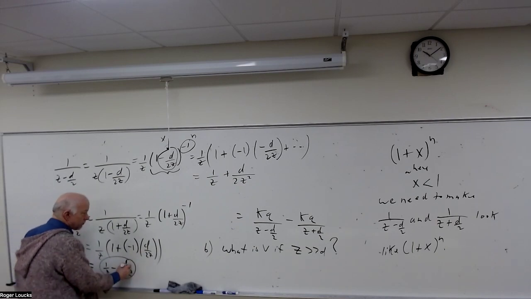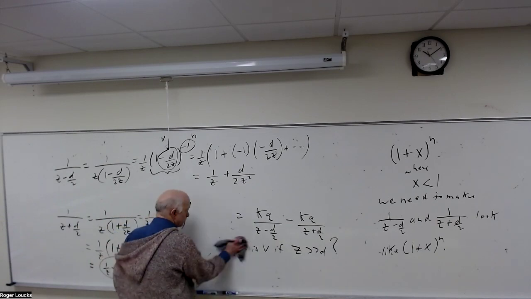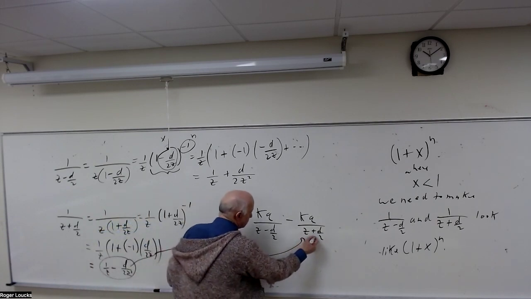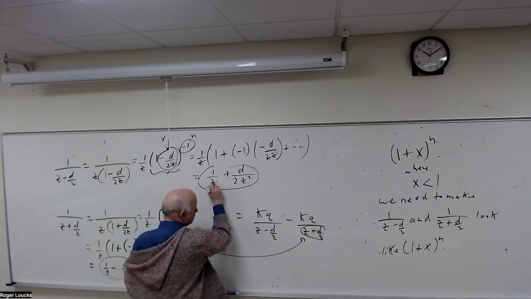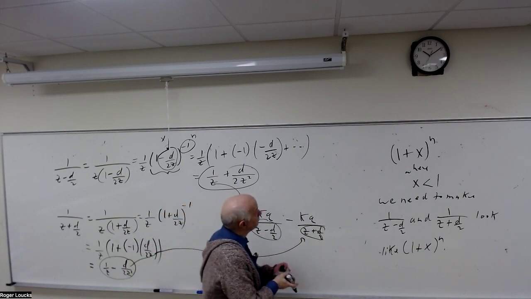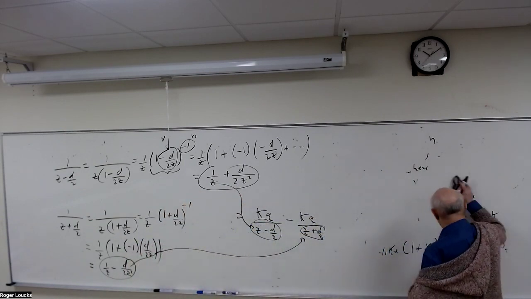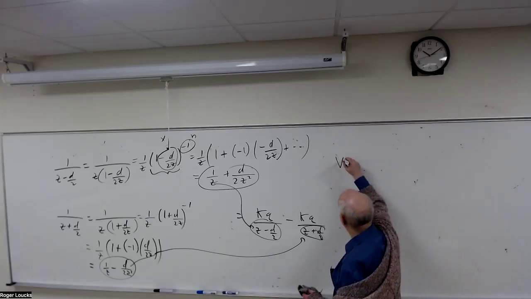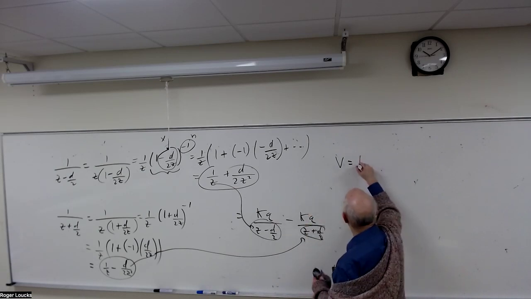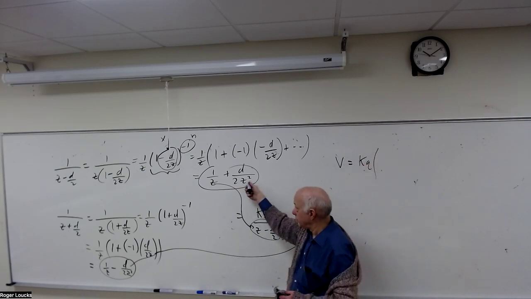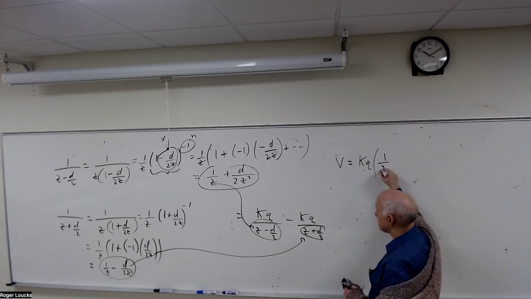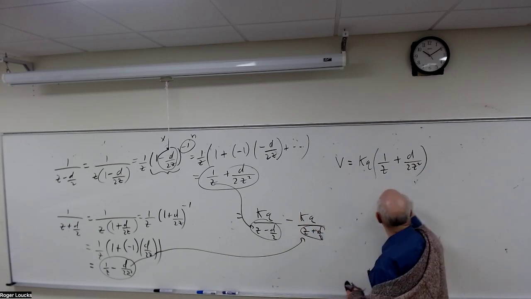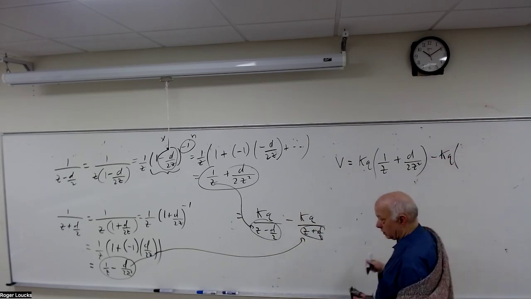And this term goes in for this one, and then this term goes in for that one. If we do this, what am I left with? I'm left with this kq times this mess here. Then I'm left with the minus kq and that mess down here.